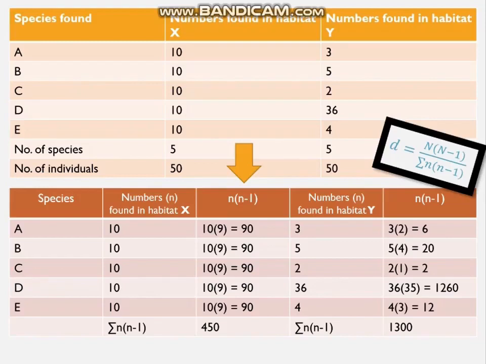So for species A in habitat X, we would multiply 10 by 10 minus 1, which is 9, inside the brackets and outside of the brackets to get 90. For species A in habitat Y, we multiply 3 by 3 minus 1, which is 2, to get 6, and so on. The equation asks for the sum of n(n minus 1), therefore we must add up this column for each habitat. This gives us the bottom part of our equation.